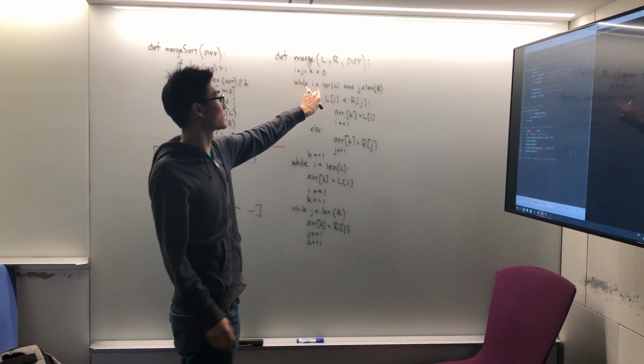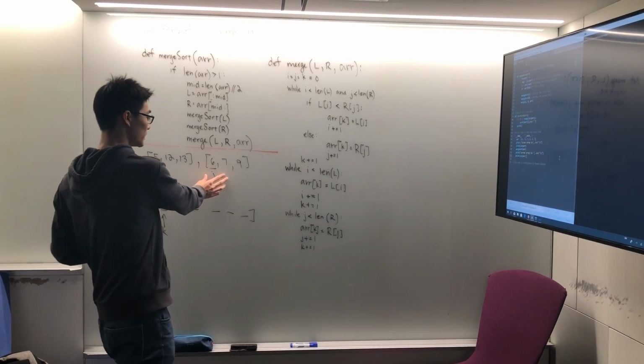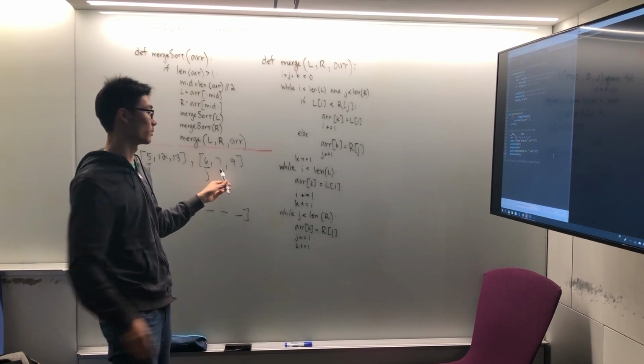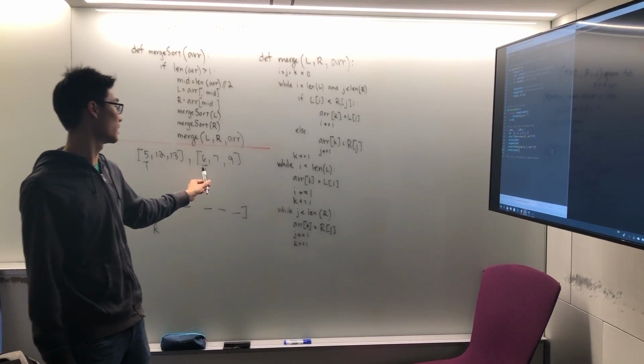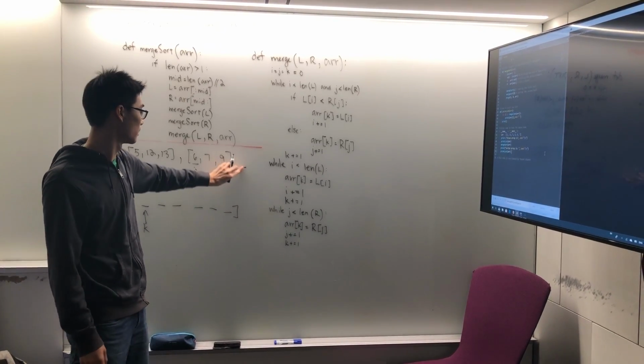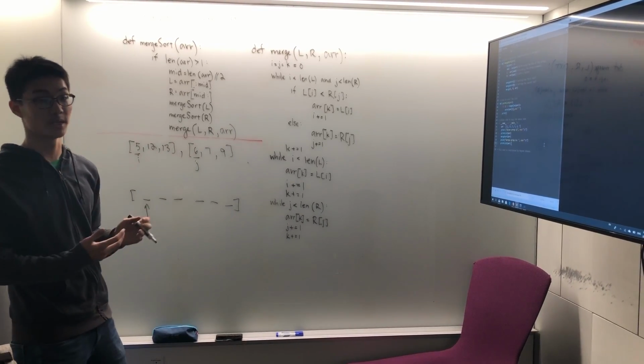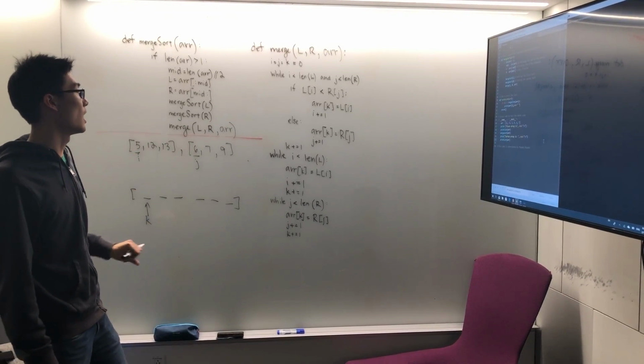So while i is less than the length of L and j is less than the length of R, intuitively, if j exceeded this, then it wouldn't point to this half. So once it gets to here, we don't want to consider that case. And once this is greater than the length of this, then we can't compare them anymore because this doesn't point to a value.